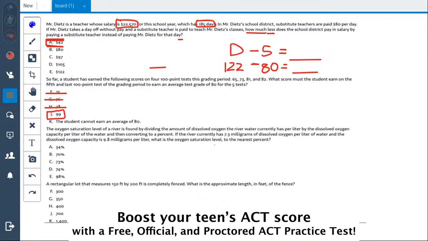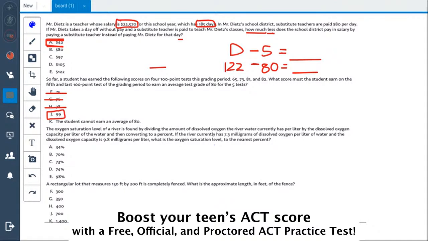Question 3. The oxygen saturation level of a river is found by dividing the amount of dissolved oxygen the river water currently has per liter by the dissolved oxygen capacity per liter of the water, and then converting to a percent. If the river currently has 7.3 milligrams of dissolved oxygen per liter of water, and the dissolved oxygen capacity is 9.8 milligrams per liter, what is the oxygen saturation level to the nearest percent?